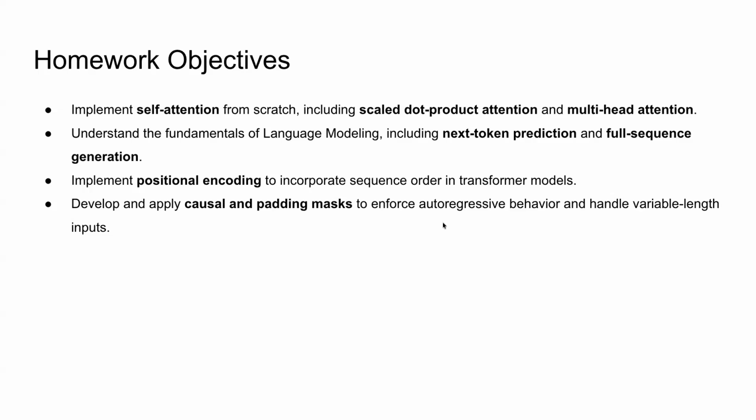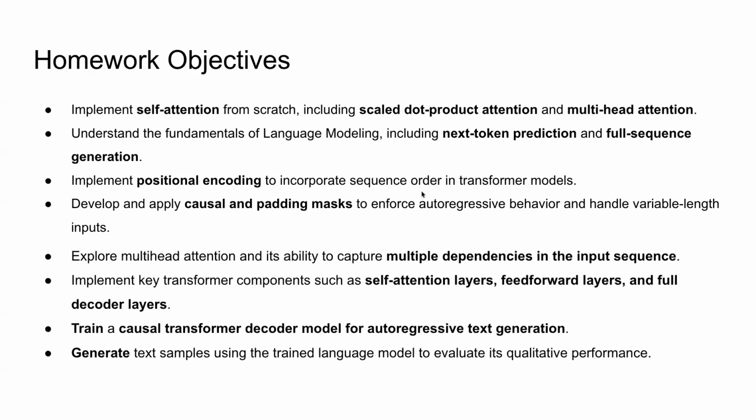Develop and apply causal and padding masks, which we have also seen in previous homeworks, to enforce autoregressive behavior, and obviously handle variable length inputs, rather than converting them to a fixed length. Explore multi-head attention and its ability to capture multiple dependencies in the input sequence. Implement key transformer components such as self-attention layers, feed-forward layers, and full decoder layers.